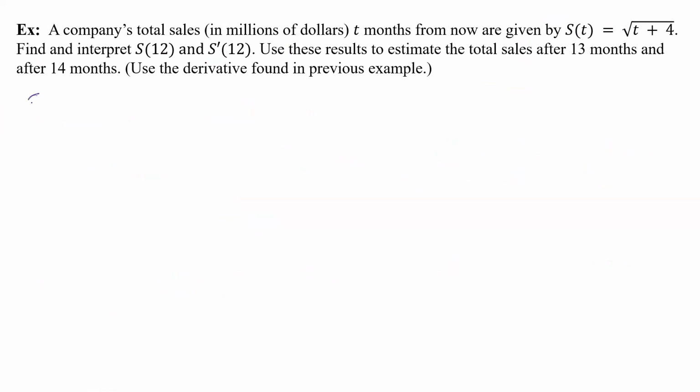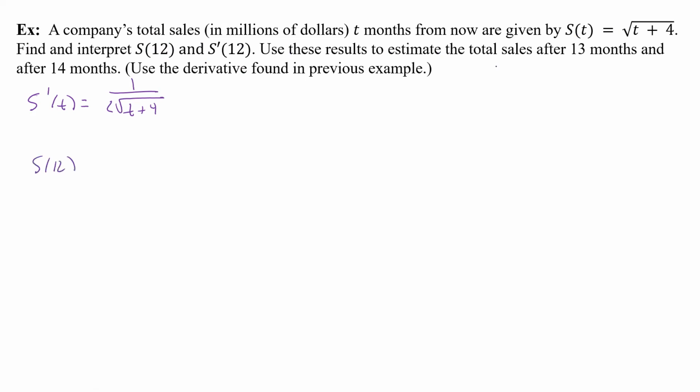Now we used x's over here, but we're going to be okay because now instead of x's we actually have S prime of t is equal to, and we just write down what we have here, 1 over 2 square root of t plus 4. Okay, so that's our derivative. And what we need to do is it says find and interpret S of 12 and S prime of 12. All right, well, that's pretty easy.